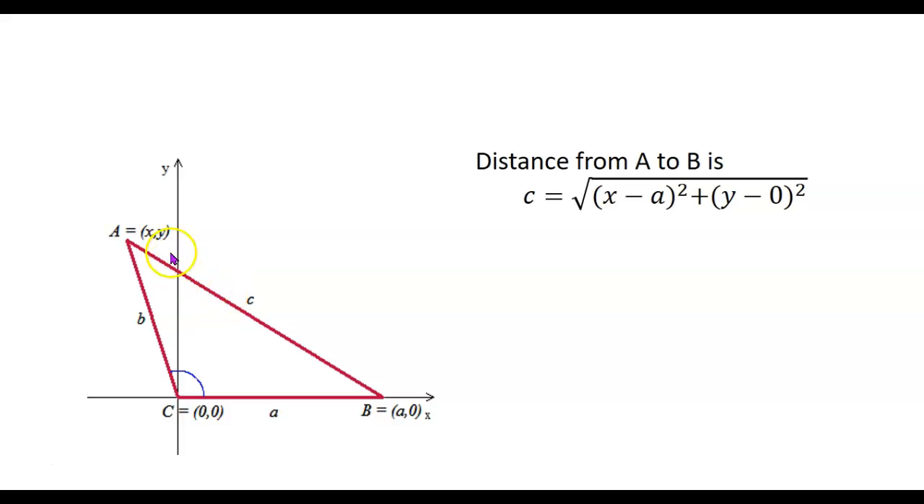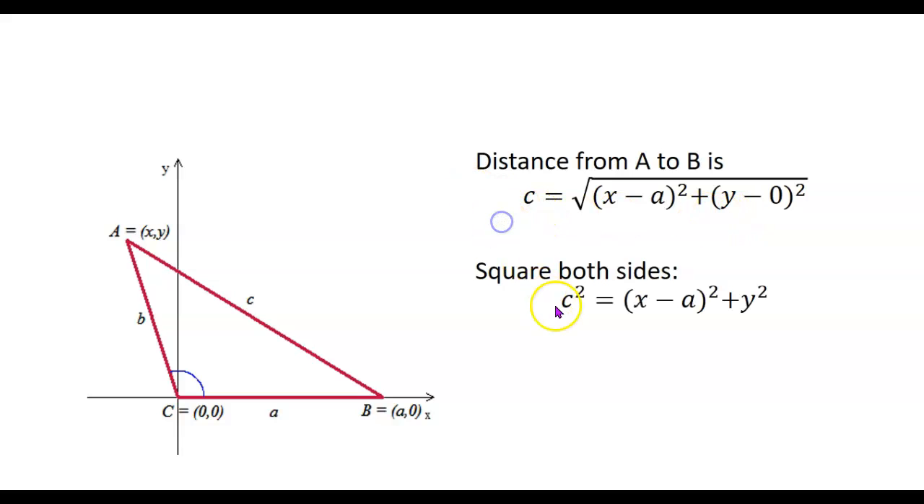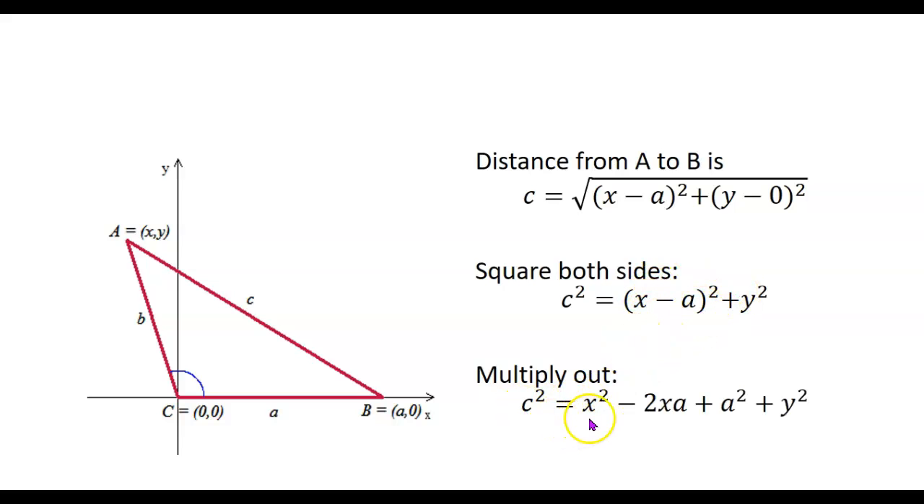So C, the length of this side of the triangle, equals the square root of x minus a squared plus y minus 0 squared. I can get rid of the square root sign by squaring both sides of that equation, and then it would say C squared equals x minus a squared plus, and instead of writing y minus 0, I just wrote y squared. Now, if I multiply out the x minus a squared, I get C squared equals x squared minus 2xa plus a squared plus y squared.